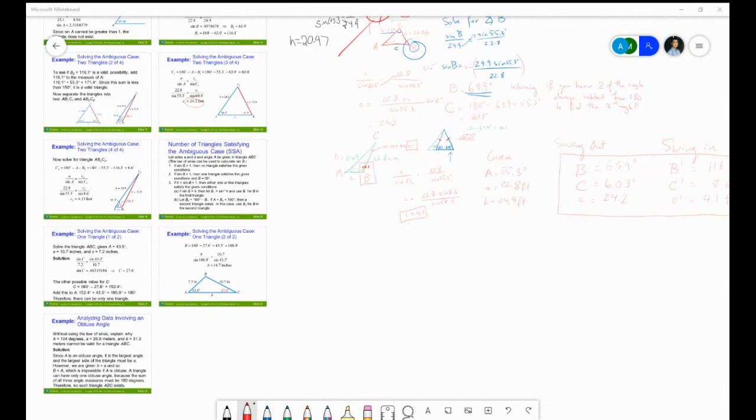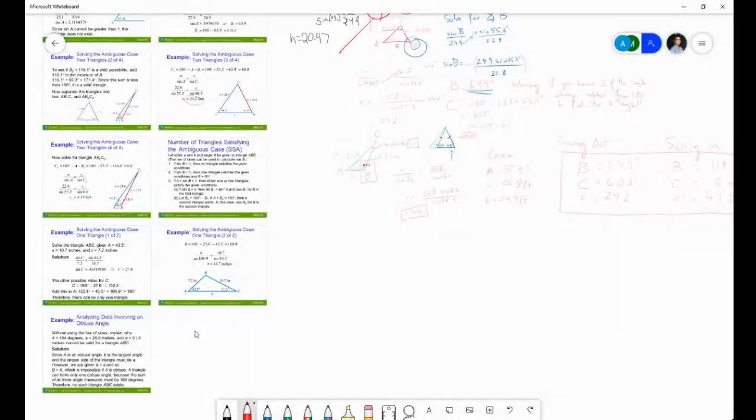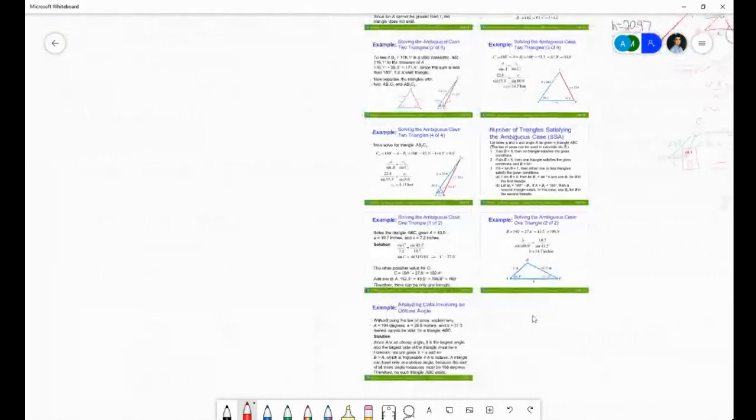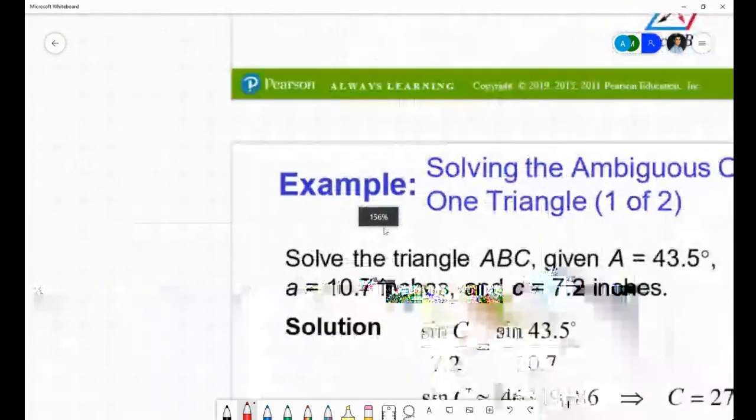I'm good to go. These problems are just a lot longer than I would have expected. Yeah, when you have two triangles, it's a lot longer. Now, when you have one triangle, it's not that bad.